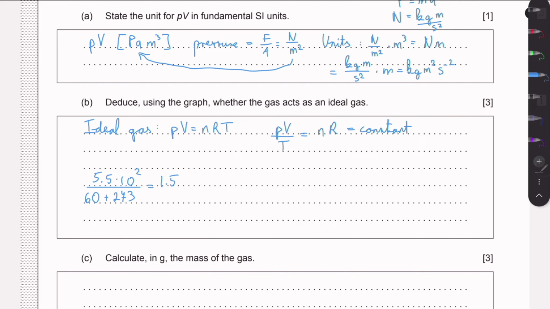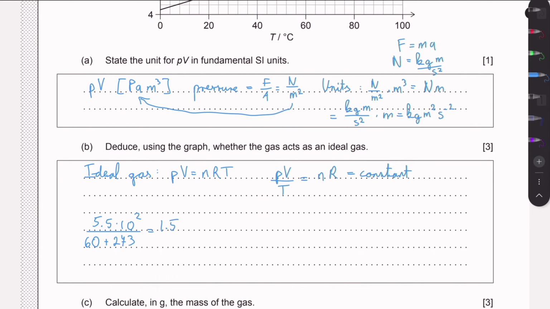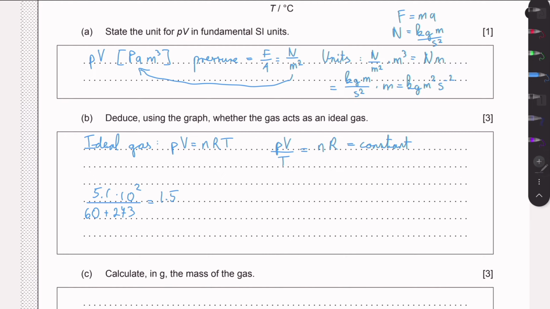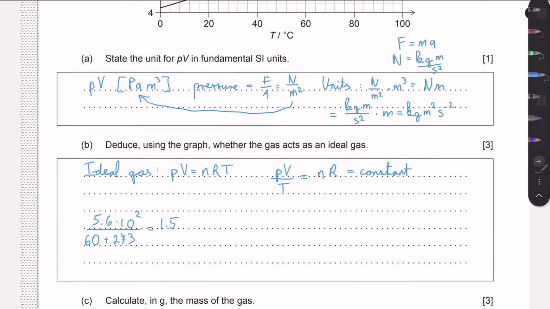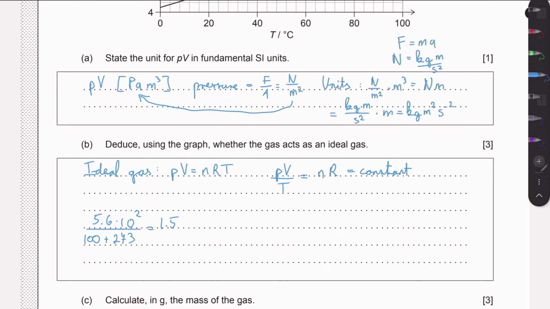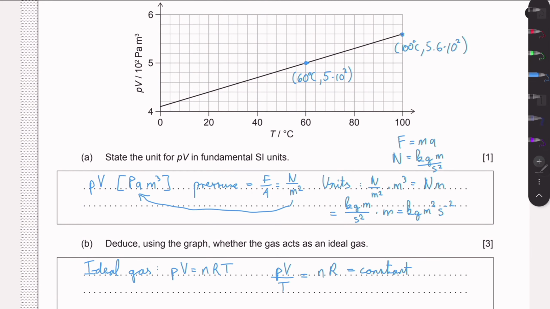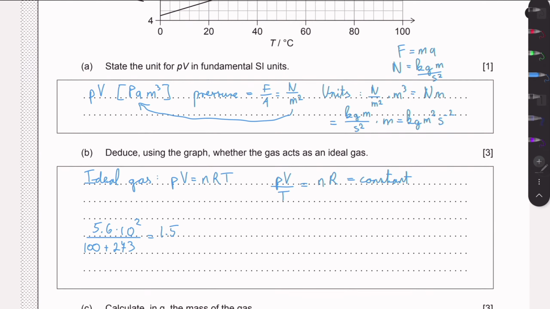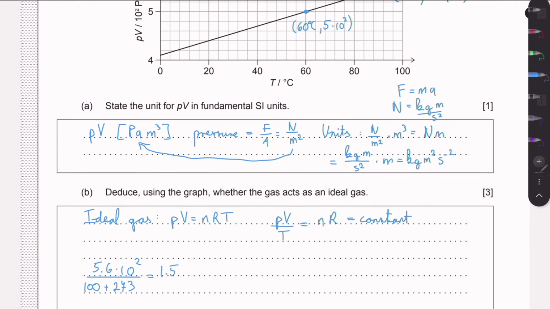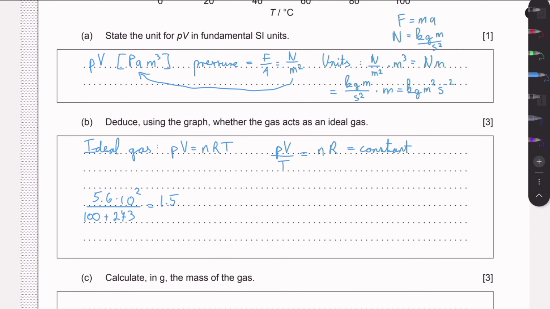And then we calculate the other point as well, which was 5.6 and this was 100. I did it the other way by accident. I wanted to calculate this point first and then the second point, but I ended up doing it the other way. So then this point will be 5 times 10 to the 2 over 60 plus 273, and this will also be 1.5. So since these two are equal, it's an ideal gas.